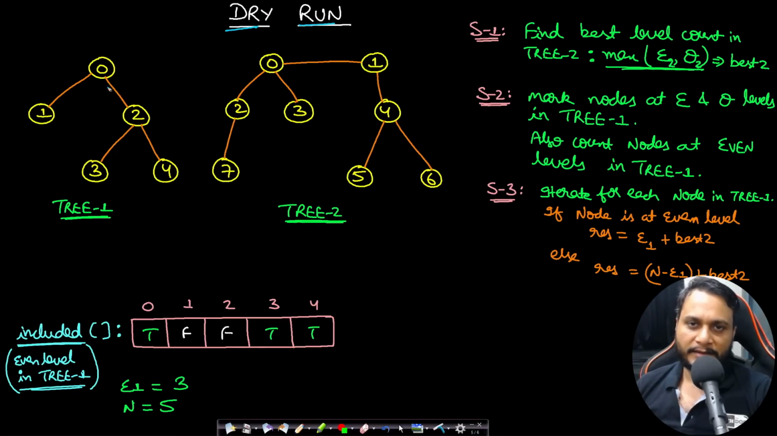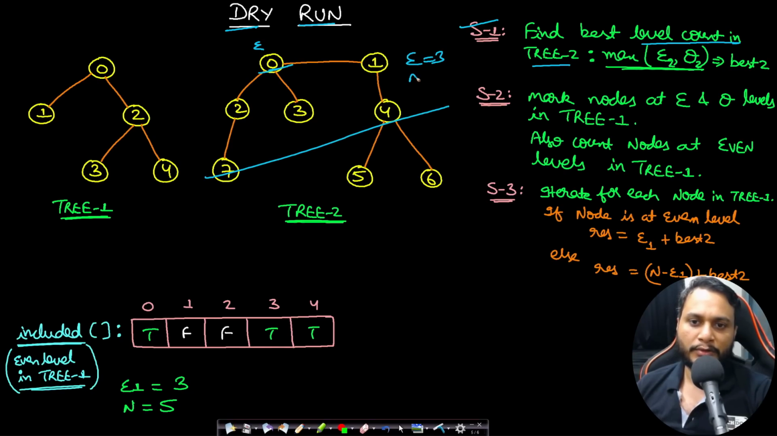Now let's see the dry run. We have a 3-step process. The first step is to find the best level count in tree 2 that we have already seen. How to do that I have explained in step number 1, where you can just assume this 0 to be at the even level, get the even level count, which is this one is at even level, this one is at even level.